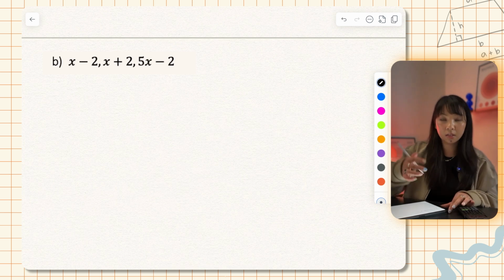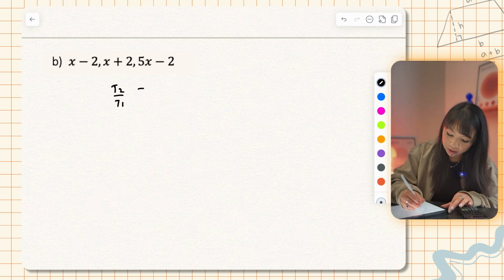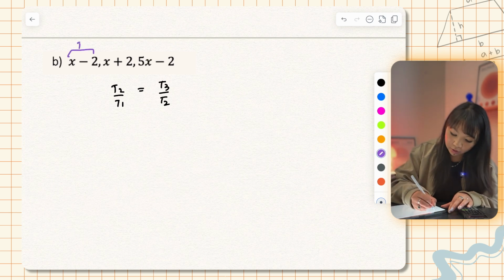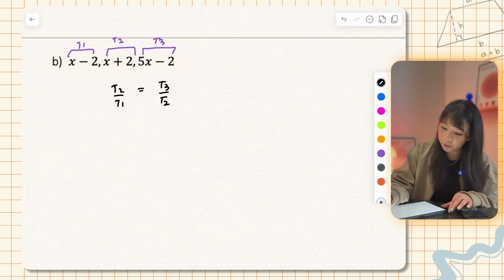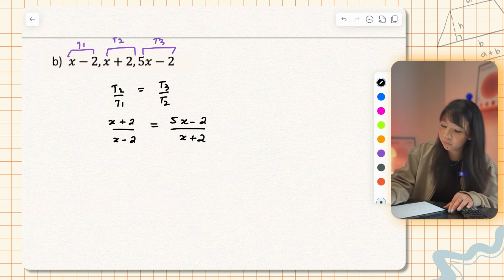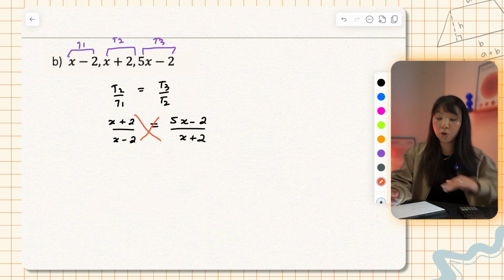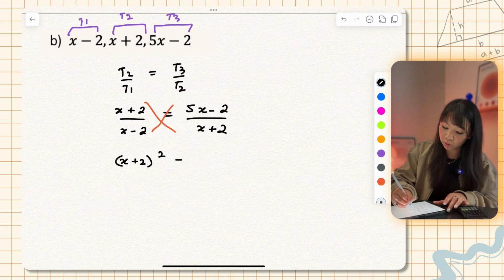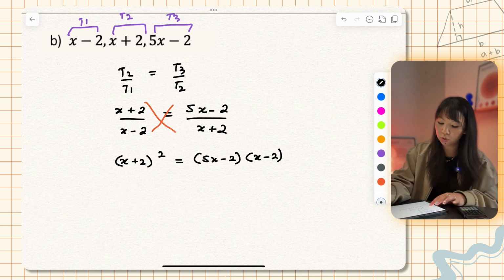All right, same thing, guys. Let's plug it into T2 on T1 equals T3 on T2, given that this one here is your first term, this whole thing here is your second term, and this whole thing here is your third term. So we get x plus 2 all over x minus 2 equals 5x minus 2 all over x plus 2. And then once again, same trick, I'm going to do cross multiplication. The x plus 2's times each other give us x plus 2 all squared, and then this becomes 5x minus 2 times x minus 2.